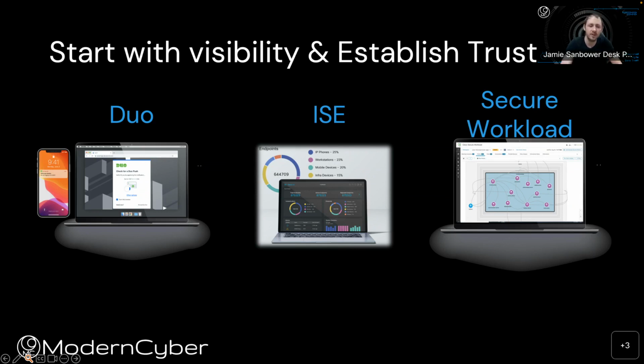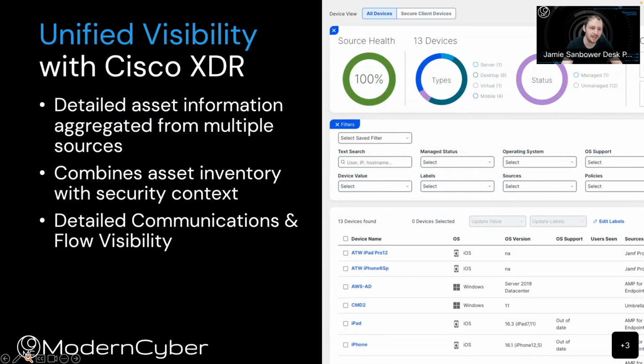Now, one of the things you should hopefully be thinking about right away is, well, wait a second, this is 3 different solutions, and now I'm jumping across different consoles. So how has Cisco really helped organizations centralize or unify the visibility? And the real answer is with Cisco XDR, based on SecureX device insights, we get a consolidated list of detailed asset information pulled from those multiple sources. So if we're running ICE and Duo and Umbrella and a bunch of different solutions, the unified visibility that we can get inside of XDR can help us have that consolidated inventory.